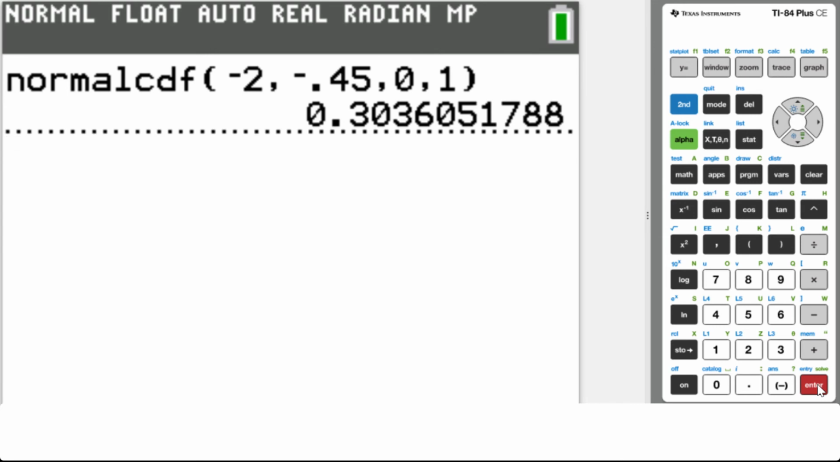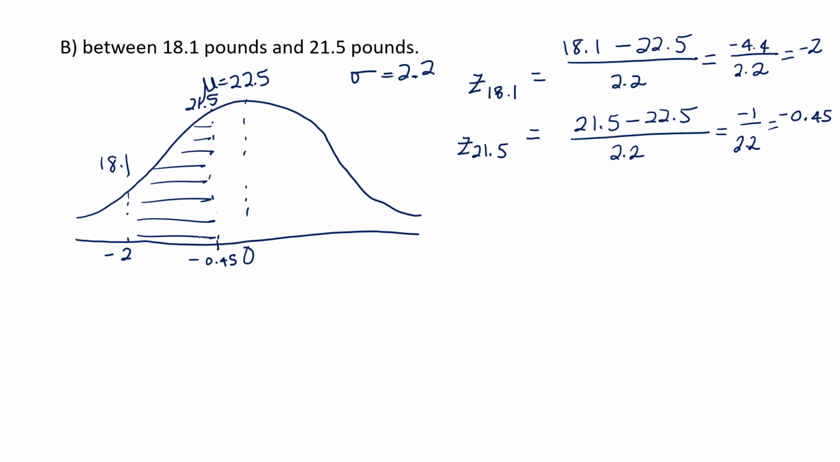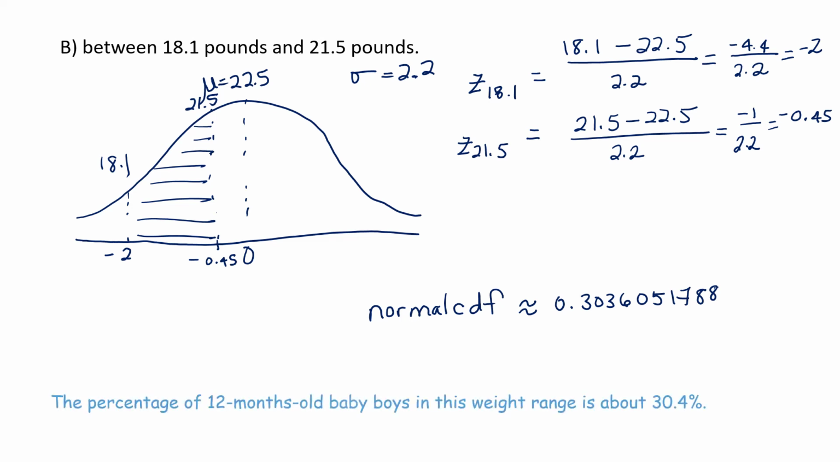Press enter, and the output that you get is 0.3036051788. Transferring the value from the calculator screen, we have that the normalcdf is approximately 0.3036051788, and we can round to say that the percentage of 12-month-old baby boys in this weight range is about 30.4%.